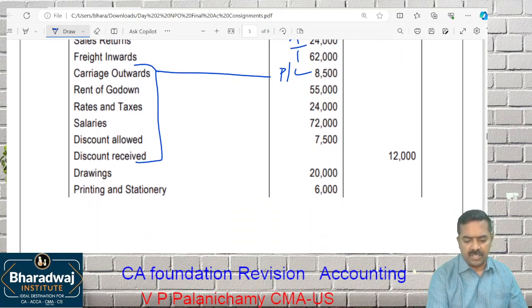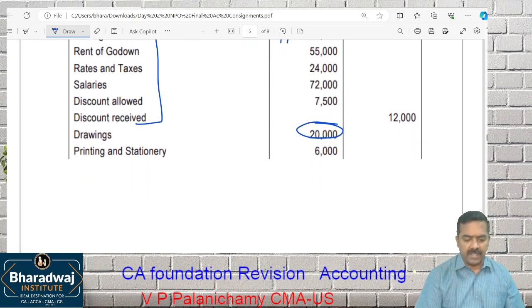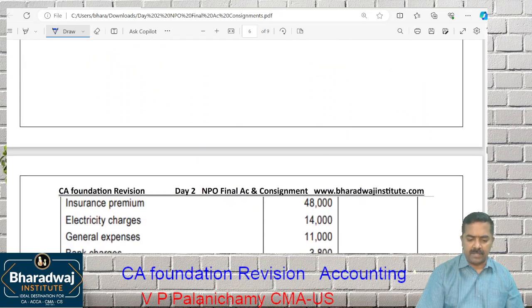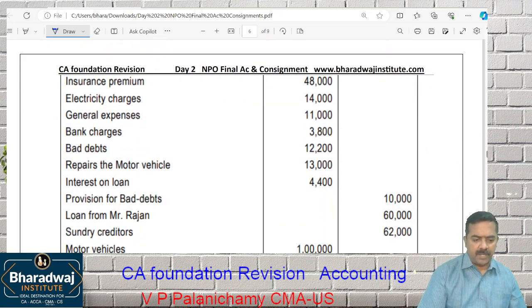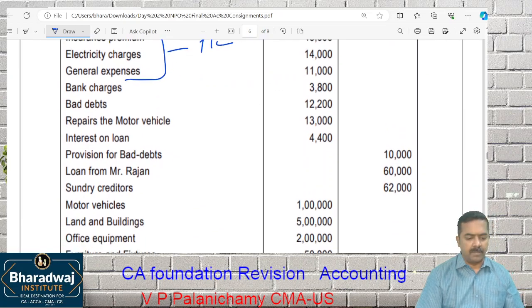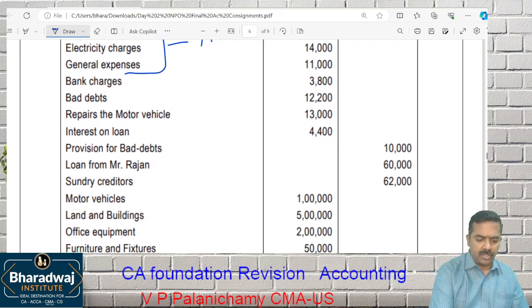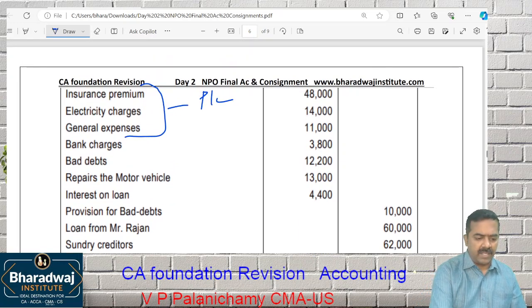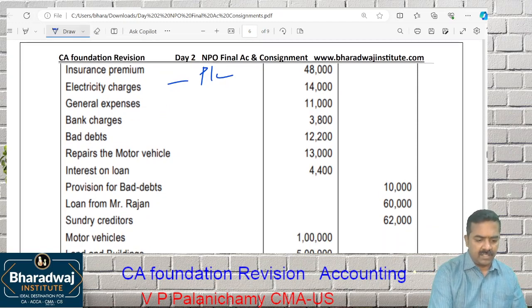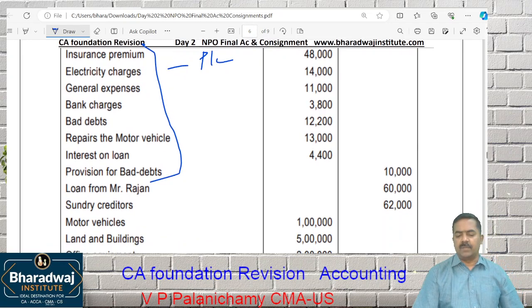Drawings, of course, will be adjusted in the balance sheet with the capital. Printing and stationery will come in P&L account. Next, insurance premium, electricity charges, general expenses, all these things are coming in which account? P&L account. Bank charges also, bad debts, repairs to motor vehicle, even provision for bad debts, all these things will come in which account?